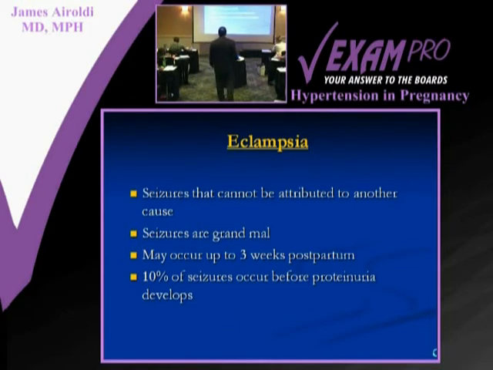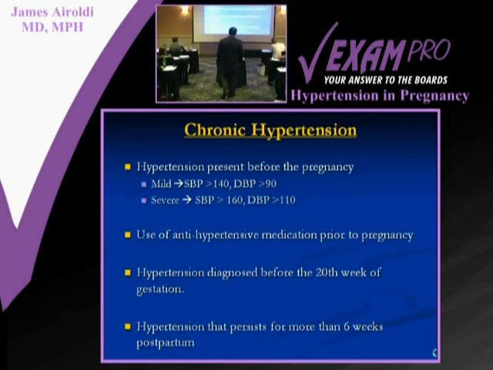Eclampsia, seizures that cannot be attributed to any other cause. Grand mal may occur up to 3 weeks postpartum. 10% of seizures occur before proteinuria develops, so you got to be careful. Chronic hypertension, present before pregnancy, mild, systolic greater than 140, diastolic greater than 90, severe, systolic greater than 160, diastolic greater than 110. The use of antihypertensive medications prior to pregnancy.